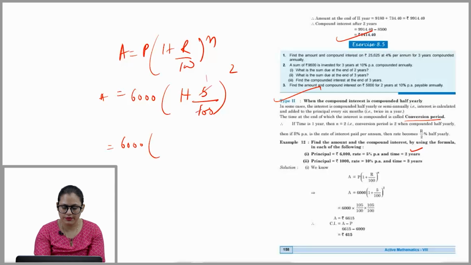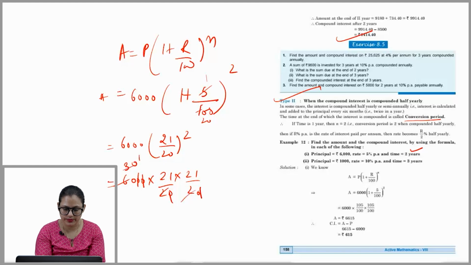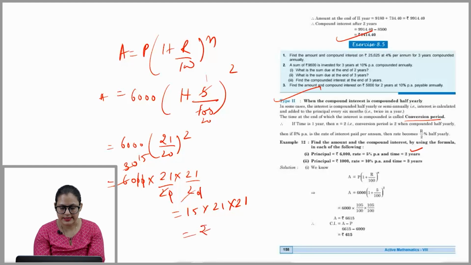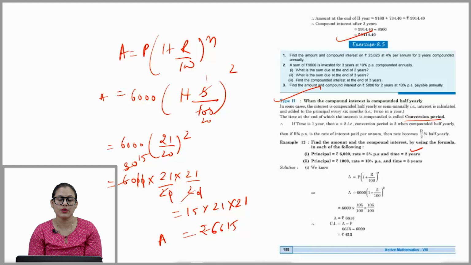5 ones are 5, 5 fours are 20. So (21 by 20) whole square. 6,000 into 21 by 20 into 21 by 20. 2 zeros go, 2 and 15. So 15 into 21 into 21 is equal to rupees 6615. This is the amount, and what we have to find out? Find the amount. We have already found out the amount.